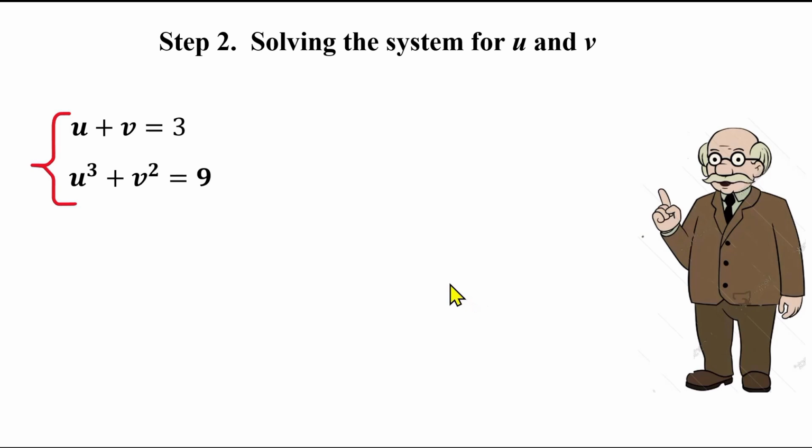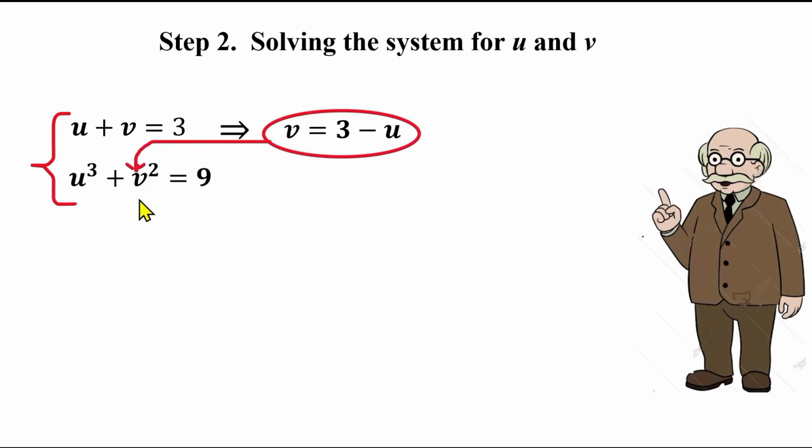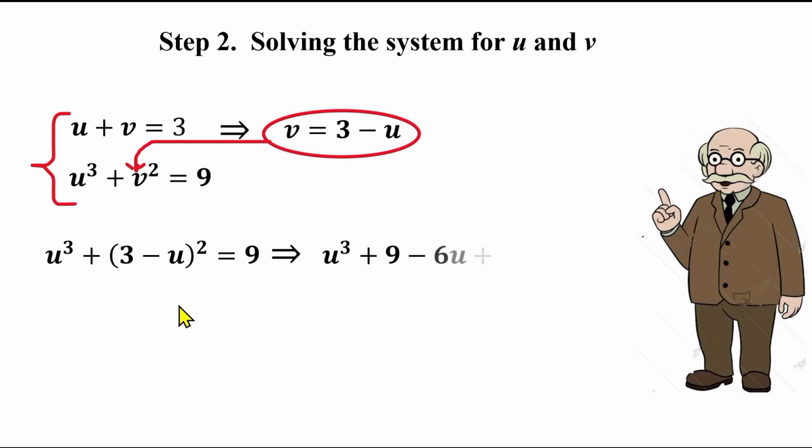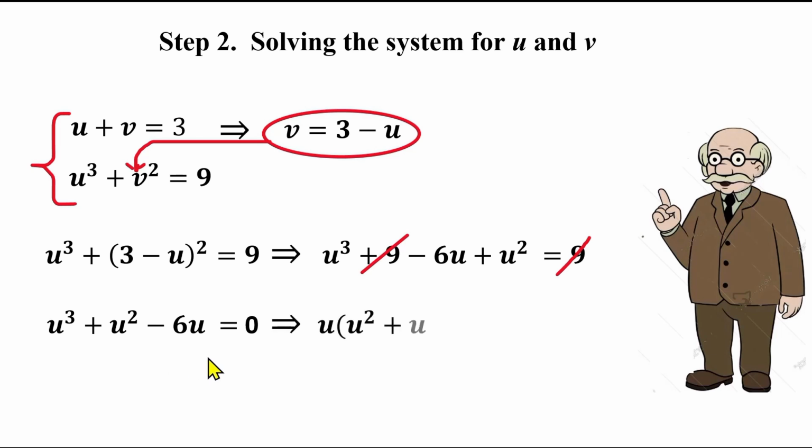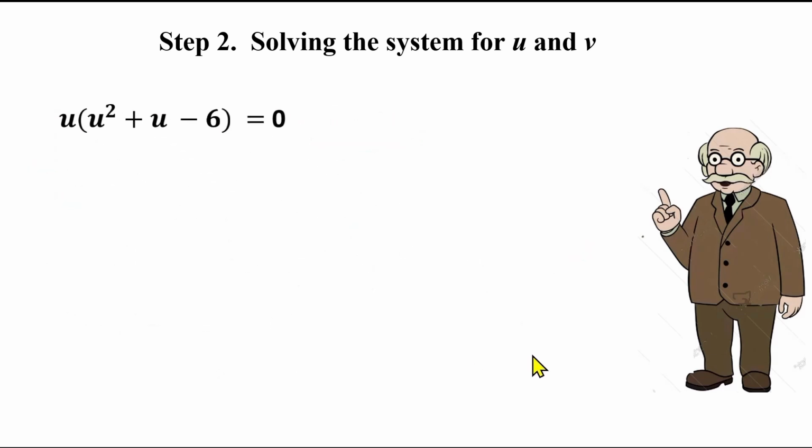What do you think we should start with? Yes, from the first equation we can isolate v. Let's substitute to the second equation. Expand this term. Cancel out the nines. And finally, let's factor out u. This equation is easy to solve, and we will do this right now.